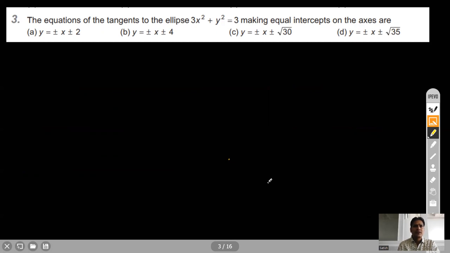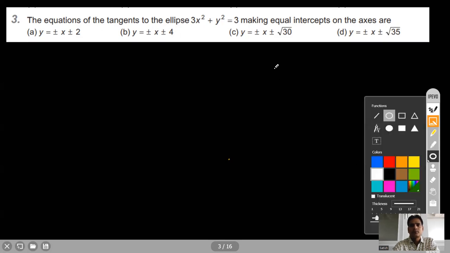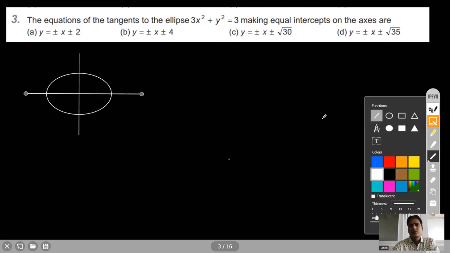The equations of tangents to the ellipse, making equal intercepts on the axis. So basically, what does equal intercept mean? Suppose this is our ellipse, and we need the equation of tangents which make equal intercepts on the axis. So this may be one of our tangents. Or this can also be one possibility.